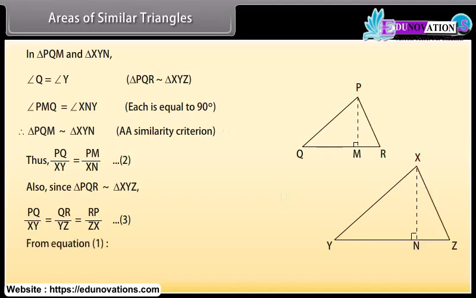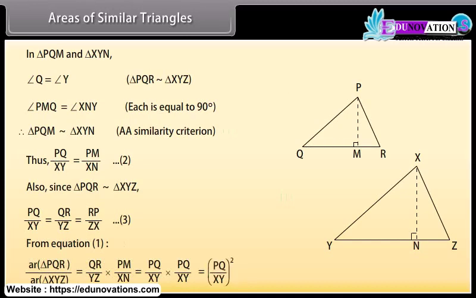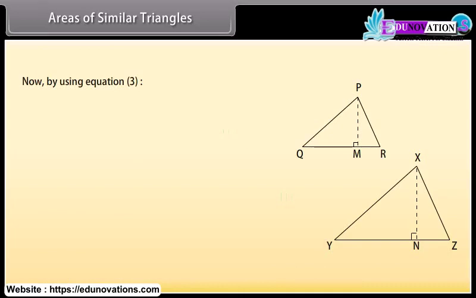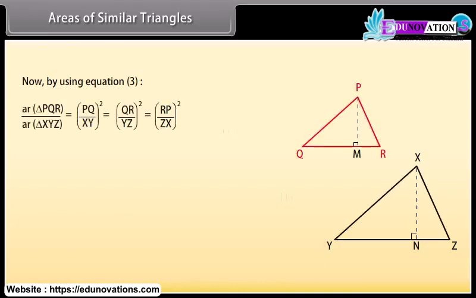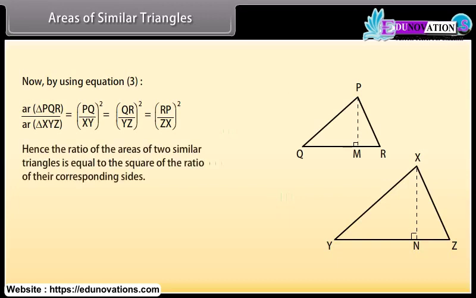From equation 1, area of triangle PQR upon area of triangle XYZ equals PQ upon XY whole square, by using equations 2 and 3. Now, by using equation 3, we get area of triangle PQR upon area of triangle XYZ equals PQ upon XY whole square, which is equal to QR upon YZ whole square, which is equal to RP upon ZX whole square. Hence, the ratio of the areas of two similar triangles is equal to the square of the ratio of their corresponding sides.